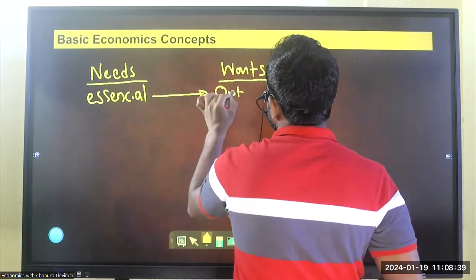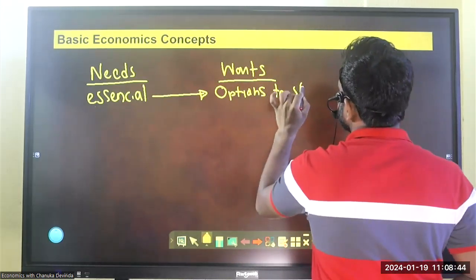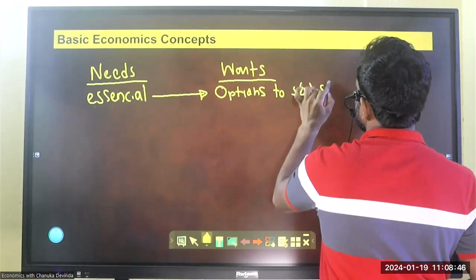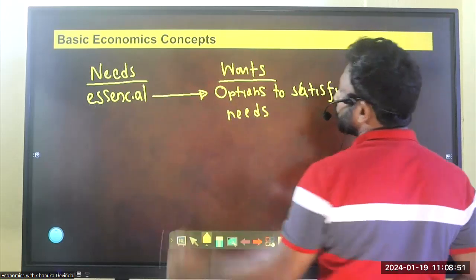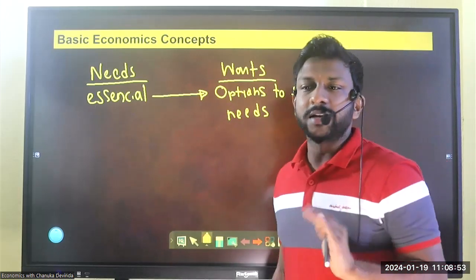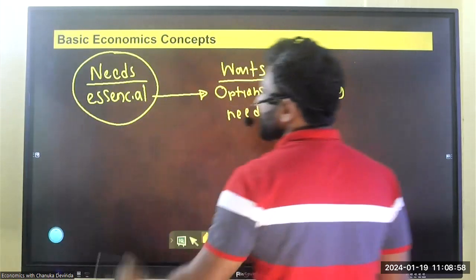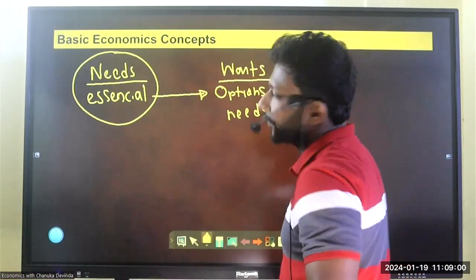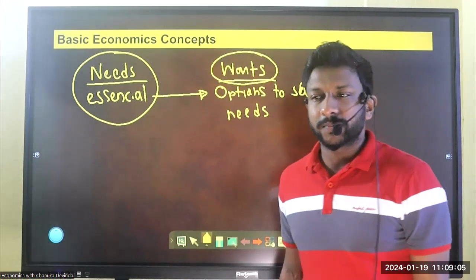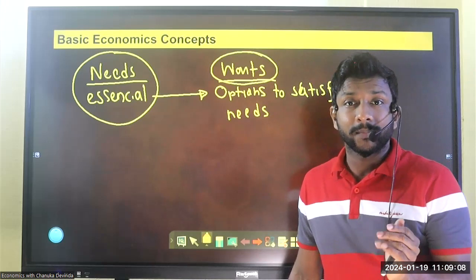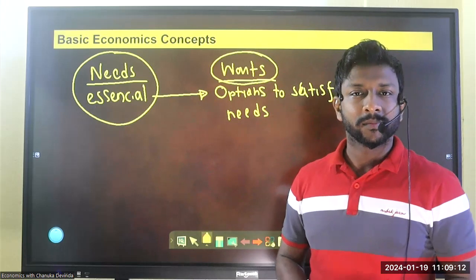Options to satisfy needs can be identified as wants, right? So this is the difference. Needs are the essential requirements for human beings. Wants are the options to satisfy needs, right? So this can be identified as the difference between needs and wants.